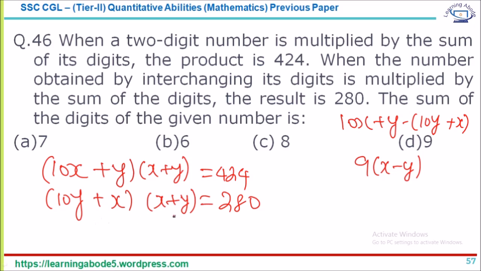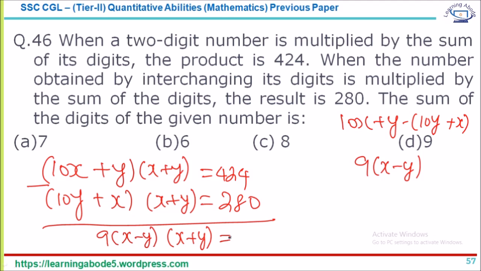Now if you take the difference between these two products, what you will get is 9 into x minus y, into x plus y, since x plus y is common. That is equal to 144. Those of you who are preparing for the exams, you know the difference between a number and its reverse is always in the form 9 into x minus y.